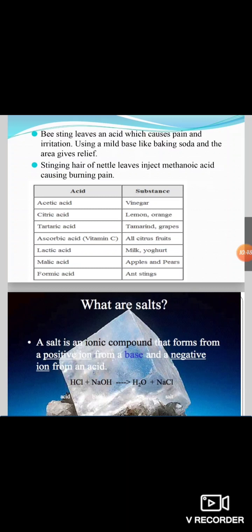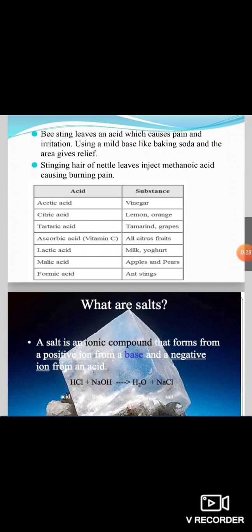And let us see some naturally occurring acids. Which acids are produced in different types of substances? Vinegar: which acid is present in vinegar? Acetic acid is present in vinegar. Lemon or orange: which acid is present? Citric acid is present in lemon or orange.